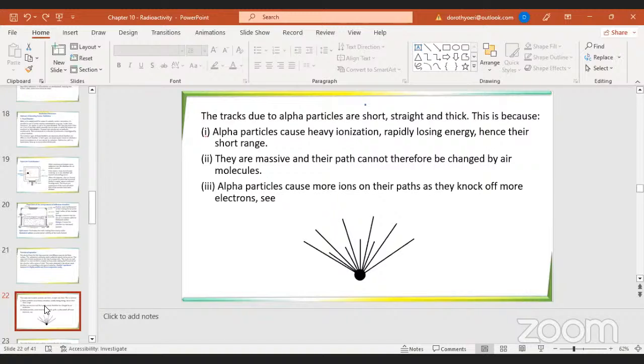Alpha particles cause more ions on their path as they knock off more electrons. So ensure that you can explain the statement that tracks due to alpha particles are short. Why are they short? Why are they straight? And why are they thick? Give the reasons for all three.